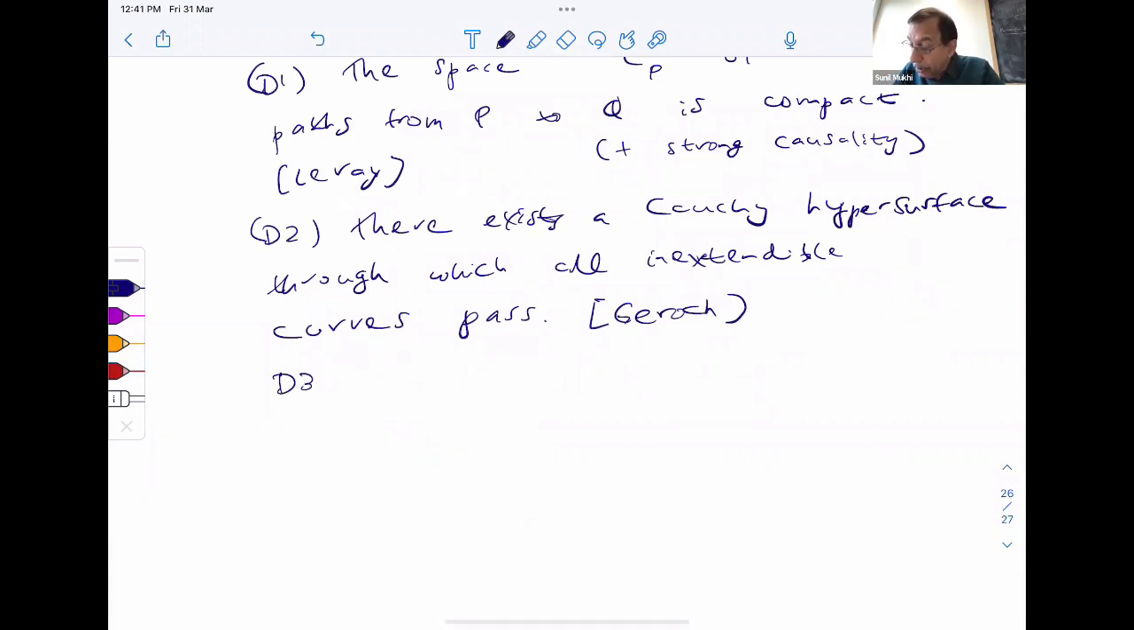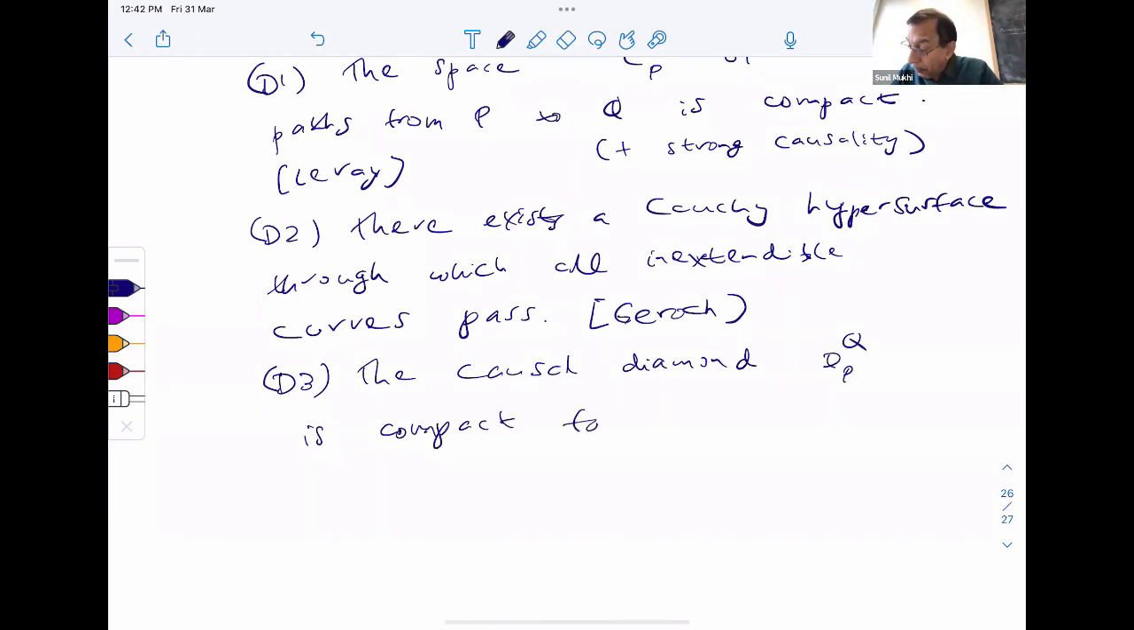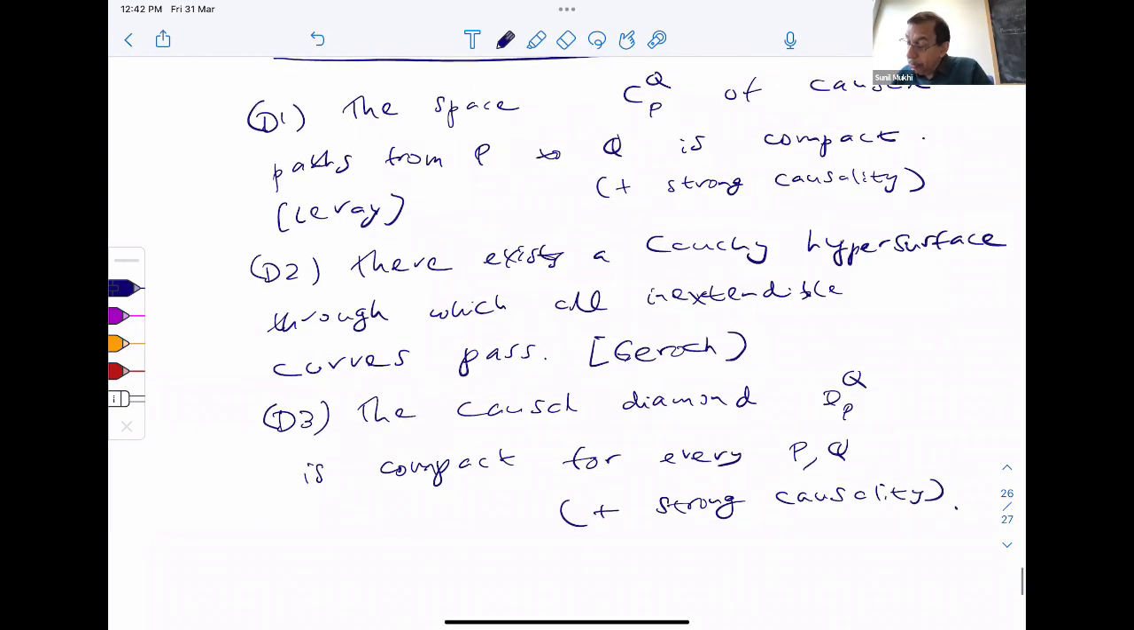relativist. And then there's definition D3, which says the causal diamond DPQ is compact for every P and Q. And again, here there's a little side comment saying plus strong causality, which I haven't yet defined, and probably I won't be defining. Now this definition is generally said to be due to Hawking and Ellis. Now, I could be wrong about who exactly it's due to, but these are the definitions used in these three sources: Leray, Geroch, and Hawking and Ellis. Now, the interesting thing is that they are all equivalent.